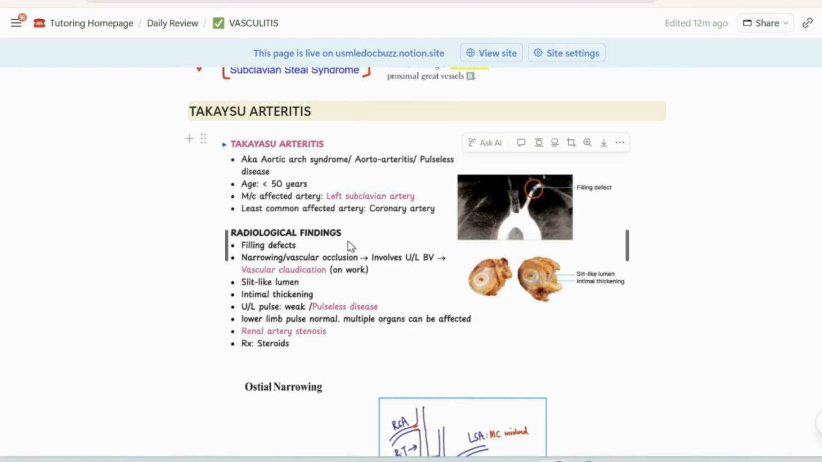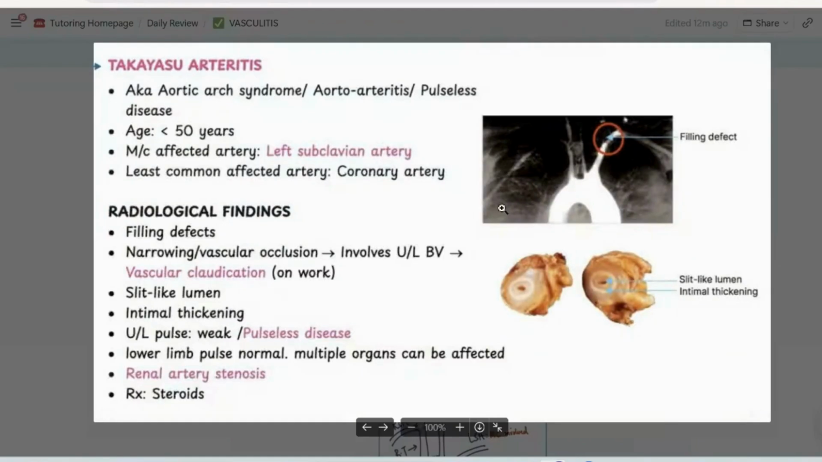Because it's a large vessel disease, in this case, you can see involvement, most commonly of the left subclavian artery, okay? And as you see here, they've done this angiogram, and you see there's a filling defect, right? This is called the ostial narrowing, right? Ostia, which means the os, the opening of the vessel is narrowed, okay? And you see what's happening is there's this intimal thickening causing the slit-like lumen. There's no blood flow going into this anymore, okay? So now if I try to measure the pulse on the left arm, am I going to be able to sense it? No, that's why it's called the pulseless disease, okay?